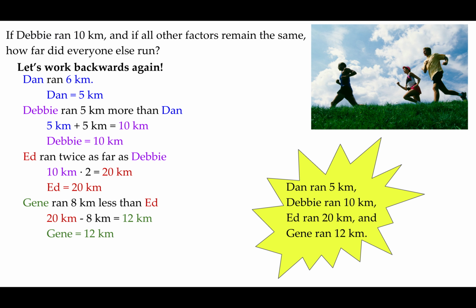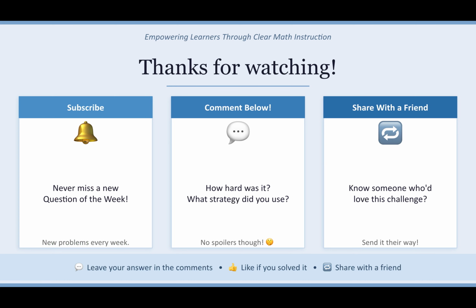So Dan ran 5 kilometers, Debbie ran 10 kilometers, and Ed ran 20 kilometers. And finally, Jean ran 12 kilometers.